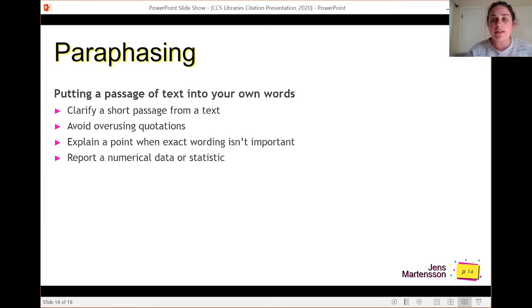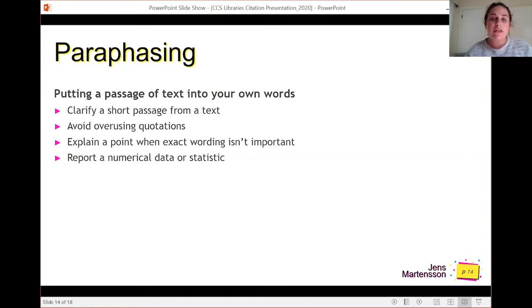So the next type of in-text citation is called paraphrasing. And paraphrasing is when you're putting a passage of text into your own words, right? So this doesn't mean that I'm looking at a direct quote and changing certain words out of it, but it means taking a passage and thinking about it and rephrasing it and reframing it.